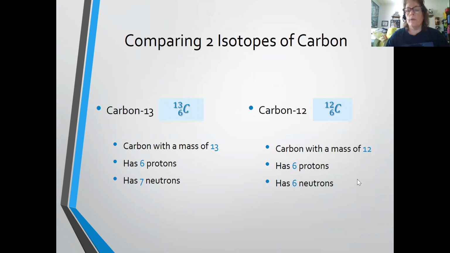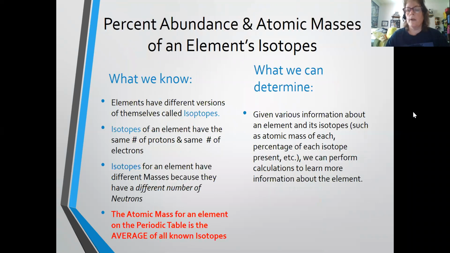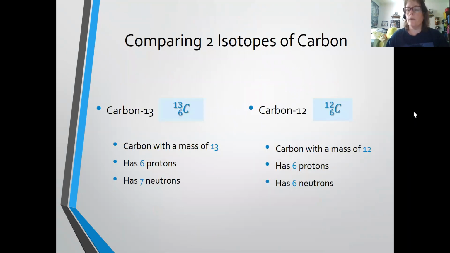But let's just do a little review here of isotopes. Again, we said isotopes were different versions of an element, and the only reason they differ is because the number of neutrons is different. Protons are the same, electrons are the same, it's just neutrons that differ. And remember, we said that the atomic mass tells us the neutron and the proton count combined. So this number here is the atomic mass.